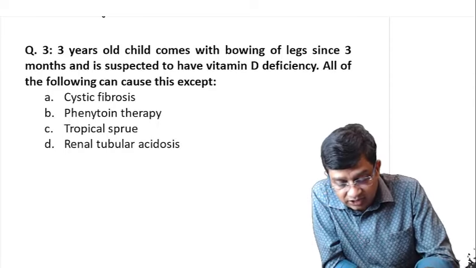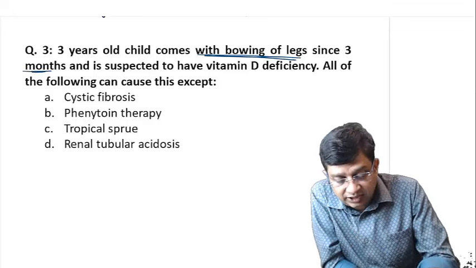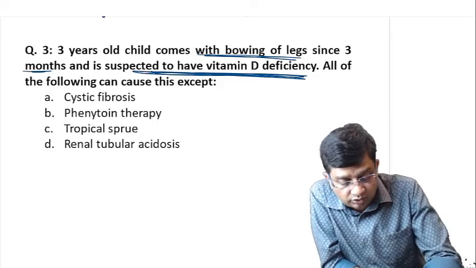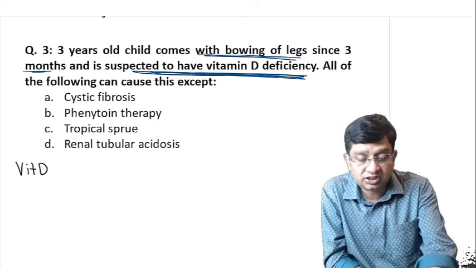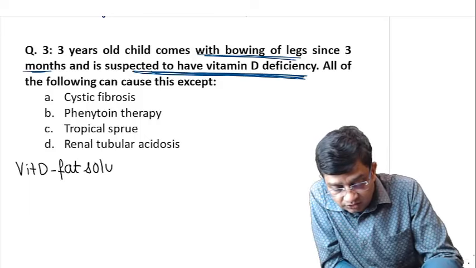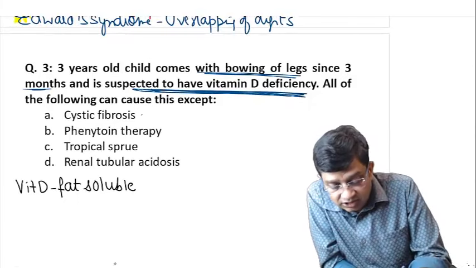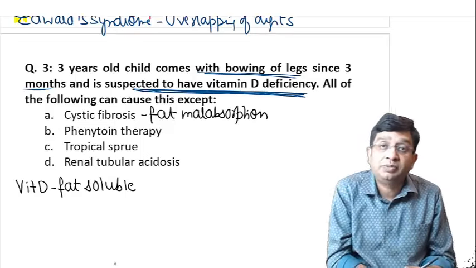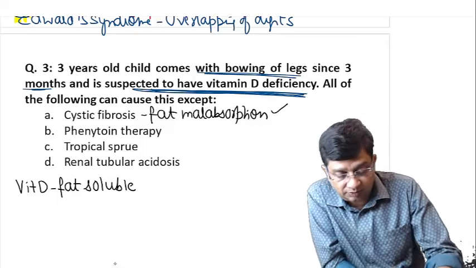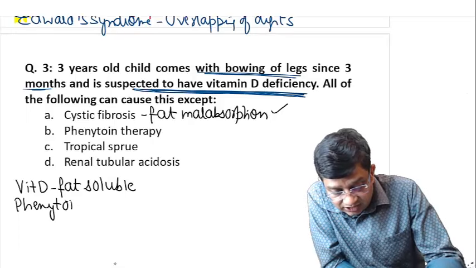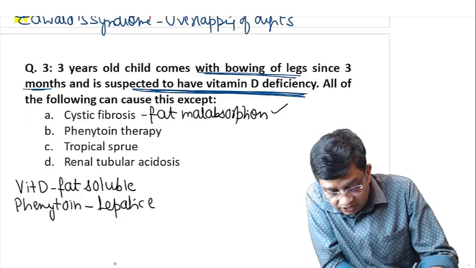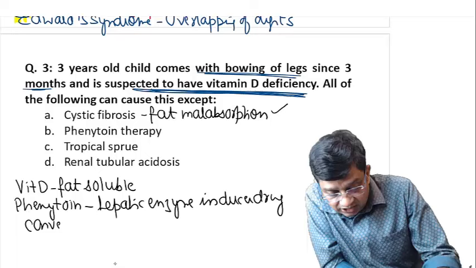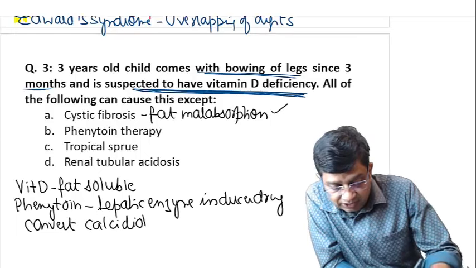A 3-year-old child comes with bowing of legs since 3 months and is suspected to have vitamin D deficiency. All of the following can cause this except. Now what you need to understand is that vitamin D is fat soluble. So in case of cystic fibrosis, there is fat malabsorption, and if there is fat malabsorption, there will definitely be vitamin D deficiency. This is true. Then phenytoin therapy. Phenytoin is a hepatic enzyme inducer drug, and it can convert calcidiol into an inactive metabolite.